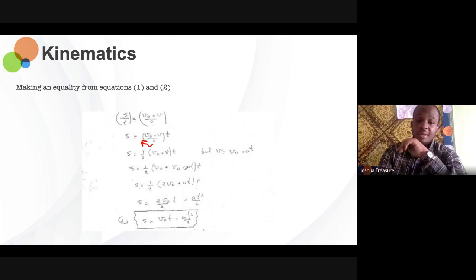Now, in this case, we see an equation that we're familiar with. If v equals v0 plus at, we would substitute in this particular v, and then we will get v0 plus at. Are you seeing that?